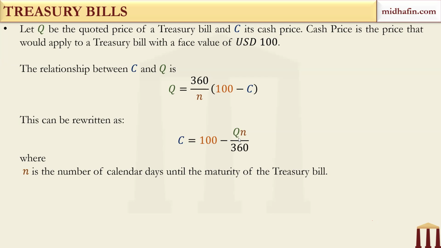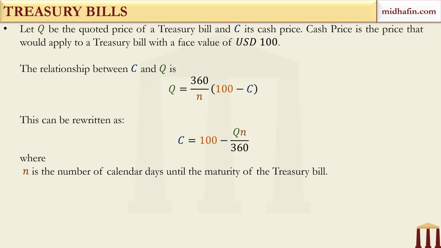Remember that. If exactly 1 year is left to maturity, it will simply be 100 minus Q, that is 100 minus the quoted price. But if you're making the purchase any time between time 0 and 1 year, then this formula can be applied, where N is the number of days left to maturity from today. So if 180 days are left to maturity, it will be 100 minus 5 times 180 by 360, that is 0.5. So that becomes $97.5.